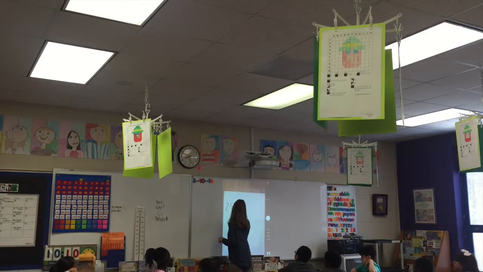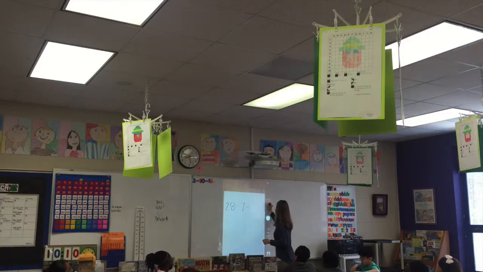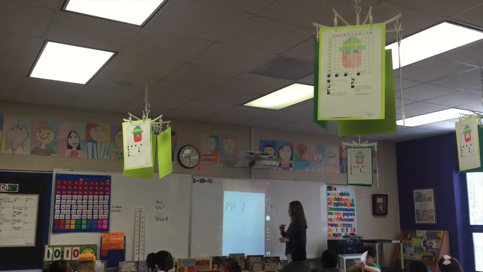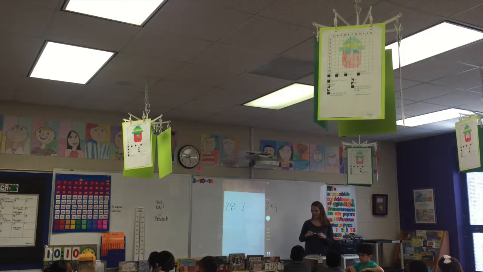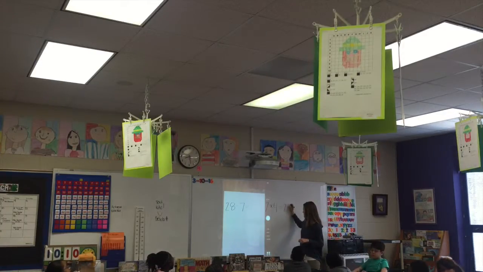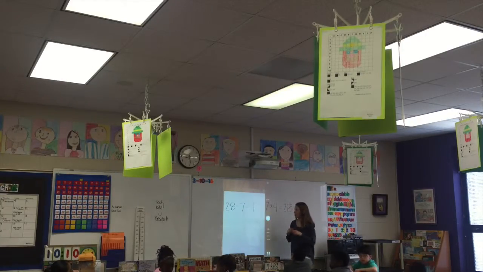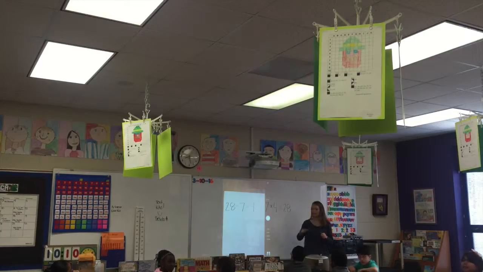28 divided by 7 and 7 times 4. Okay, so this equals what? 28. And this equals 4. Right. So how do we know that this equals 28?